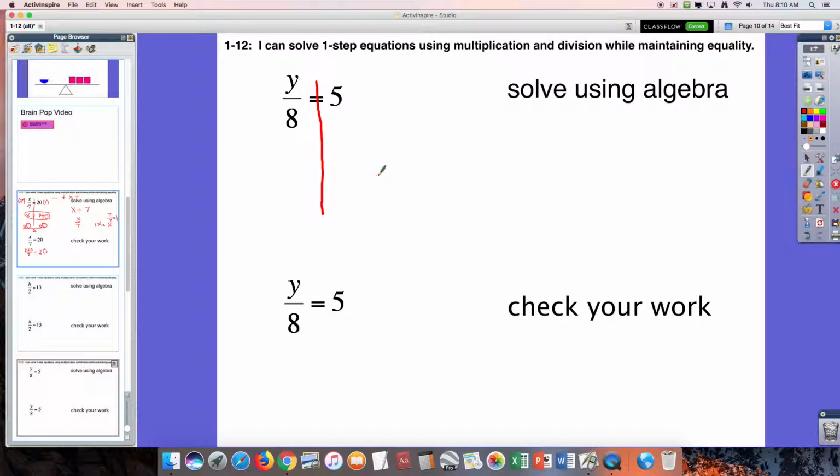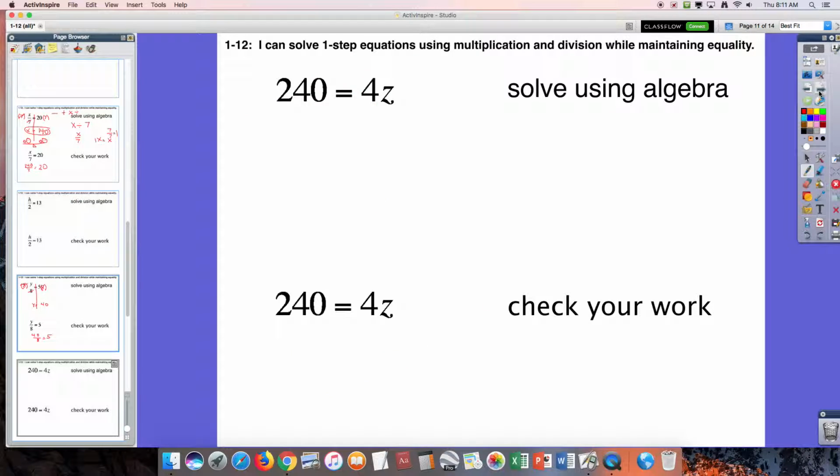Okay, so then what do we do for the inverse of dividing? Multiplication. And so we're going to multiply by 8. This really is not that hard. It just looks hard. So these cancel, and 5 times 8 is 40. And y equals 40. Okay, when we do the check, it works out. 40 divided by 8 equals 5.